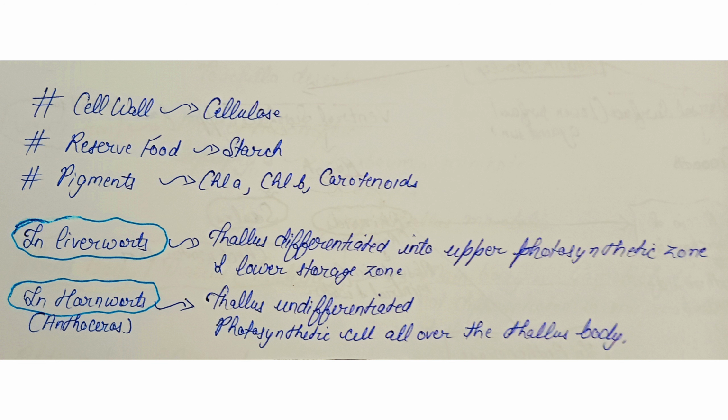I also added a diagram for your better understanding. The cell wall of bryophyte is cellulose rich. Reserve food material in the bryophytes is starch and pigments are chlorophyll A, B and carotenoids just like other plants. थैलस की बात करें तो liverworts में थैलस को डिफरेंशिएट करा है into upper photosynthetic zone and the lower storage zone. इसके अपोजिट hornworts में हमारे पास थैलस undifferentiated है. Here the photosynthetic cells are all over the thallus body.